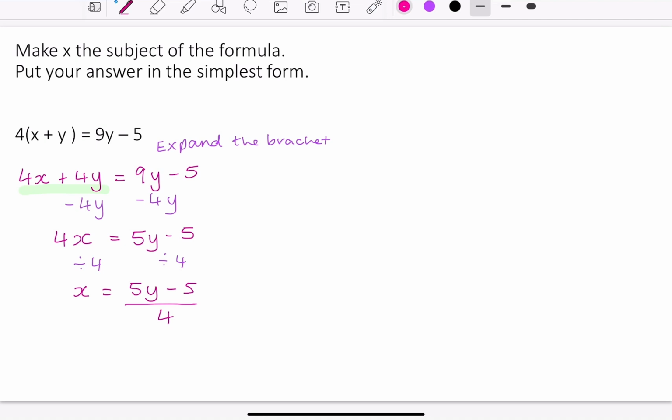So what we've done there is we've changed the subject of the formula. We've made x the subject by getting x equals and something to find it. Practice these skills and have a practice of changing the subject.